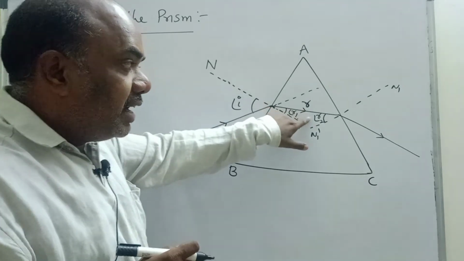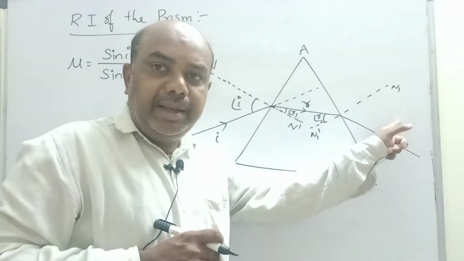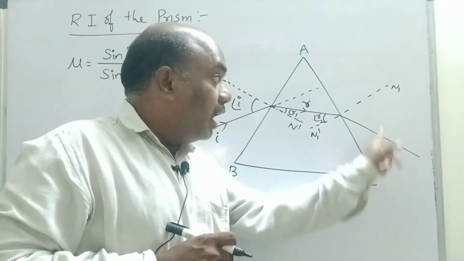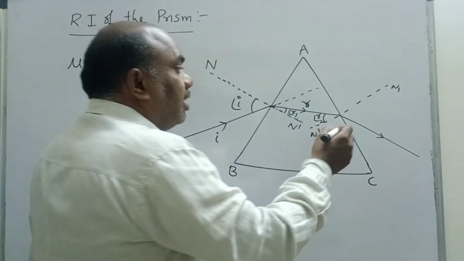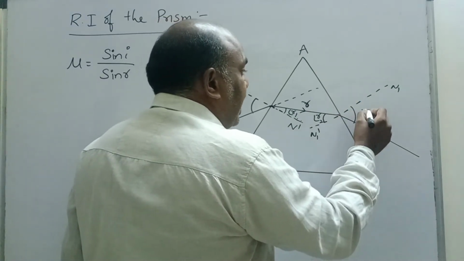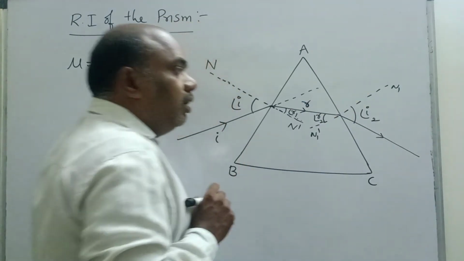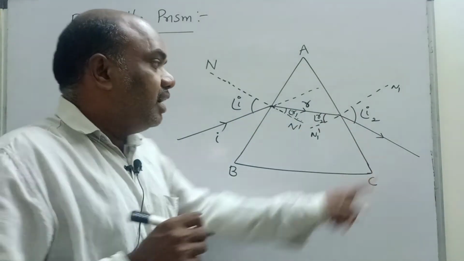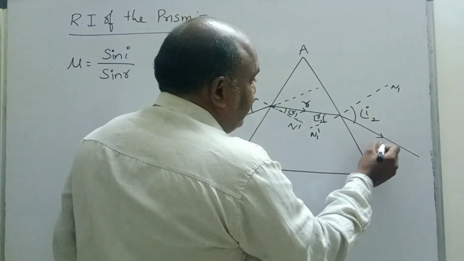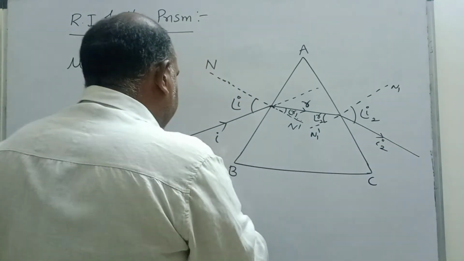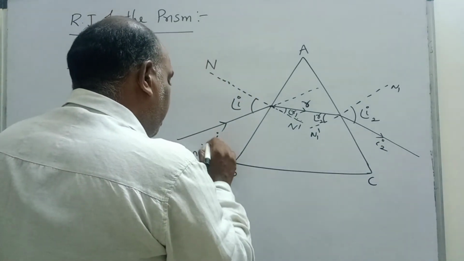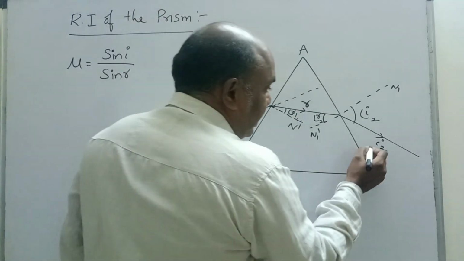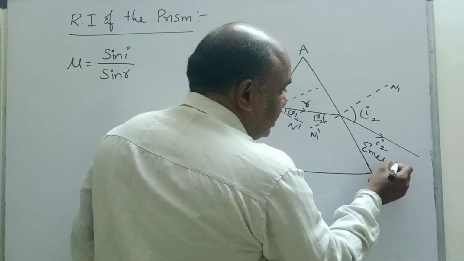Again this refracted ray acts as an incident ray for the second medium. So when this ray comes out into the air, it goes away from the normal. This is called the angle of emergence, angle i2. Understand, children? This is the incident ray, this is the refracted ray, and this is called the emergent ray.